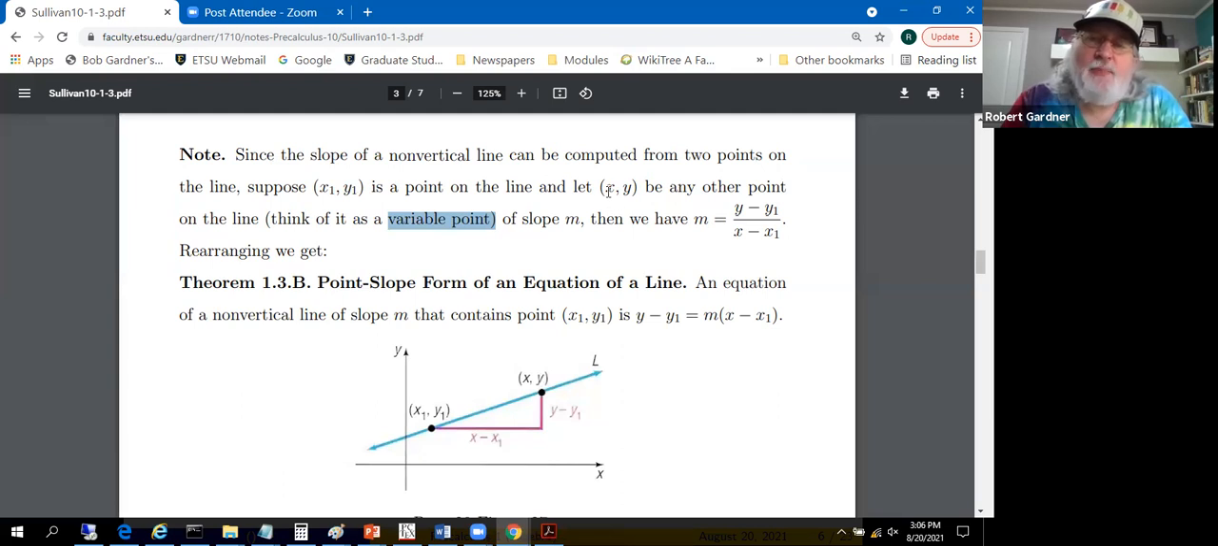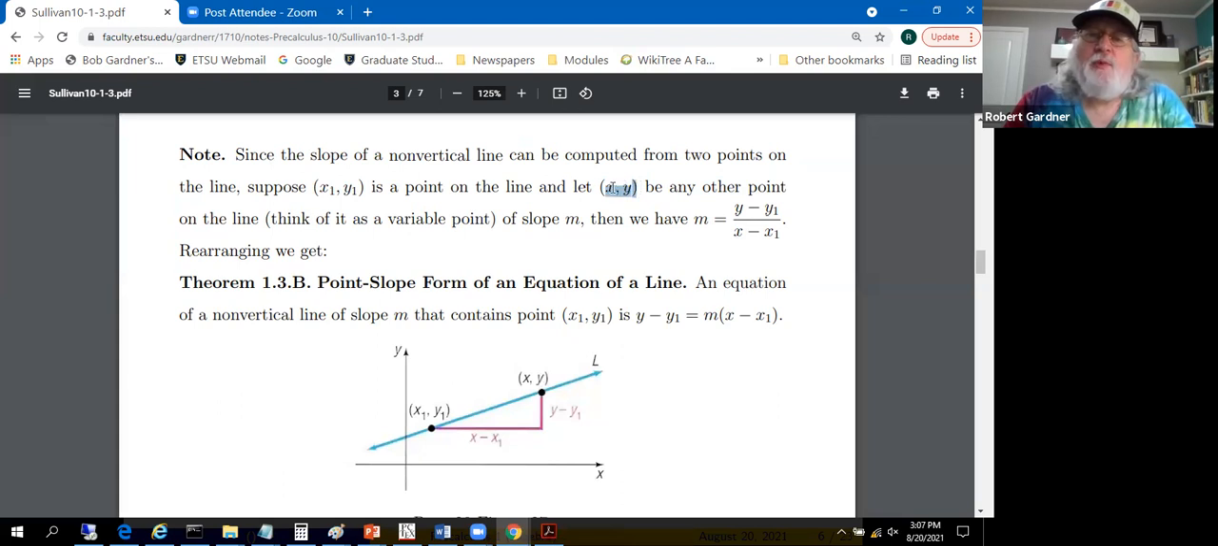The fact that they're not putting subscripts on these means you kind of want to think of both of these as variables. It's a variable point. It's a point that moves along the line. You might think of it in that sense. But we've got this point on a line, and we've got this representing a point on the line, any point on the line. I think of it as variable, thus any point. And suppose the line has slope m. Then we'll get the relationship m equals y minus y1 divided by x minus x1.